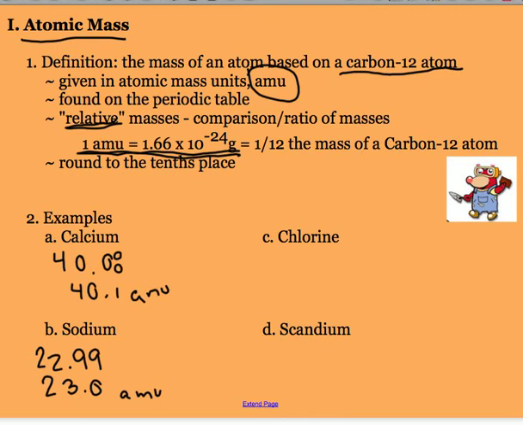Alright, so your answer for chlorine should be 35.5 AMUs. And for scandium, you should have 45.0 AMUs. So the biggest thing: find it on the periodic table, round it to the tenths, don't forget your units. And then also make sure that you understand what it's based on.